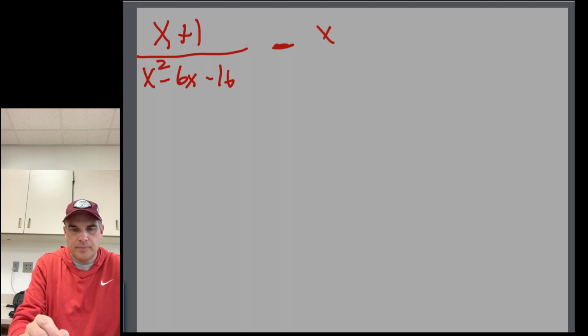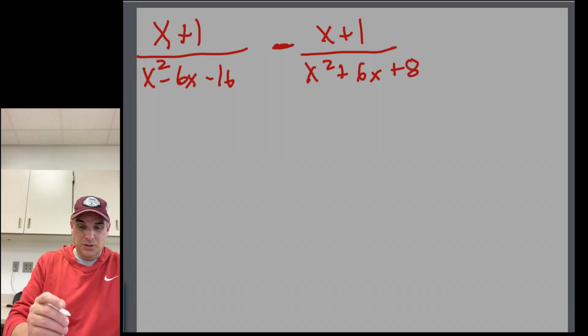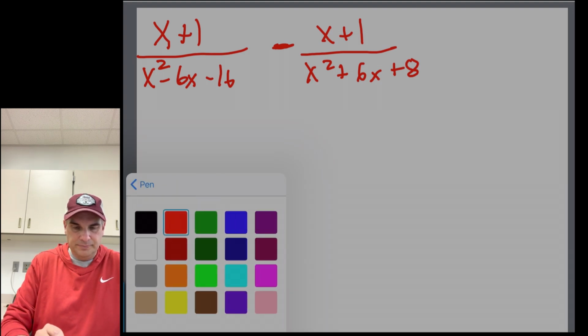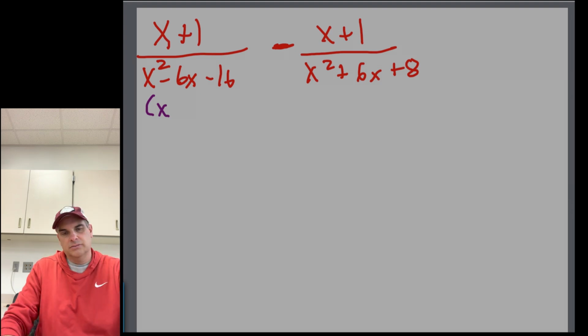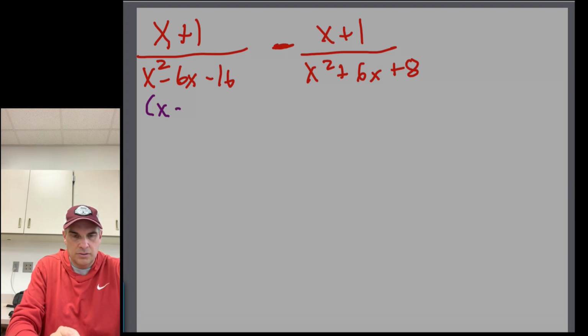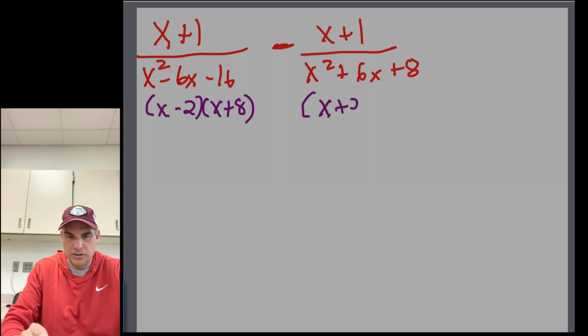minus x plus 1 over x squared plus 6x plus 8. All right, so find the least common multiple. So it's got to be step 1. So we're going to factor. And again, I'm just going to do it quicker. So x minus 2, x plus 8. Look right? Yep. And then this is going to be x plus 2 and x plus 4.